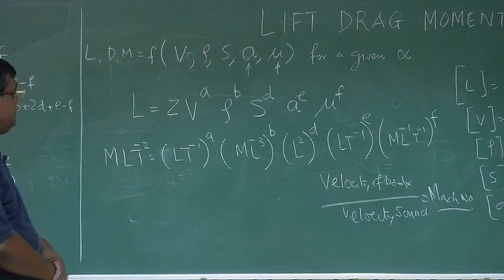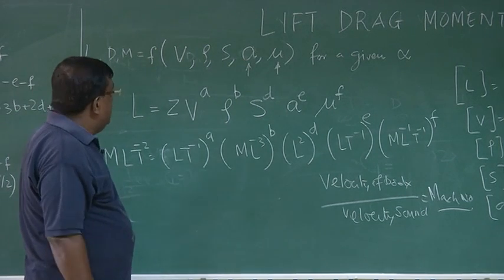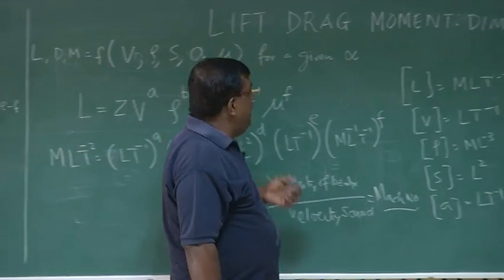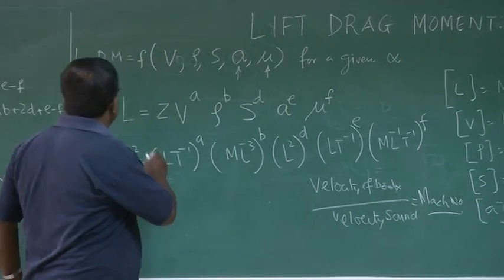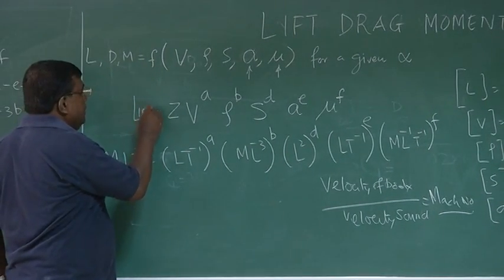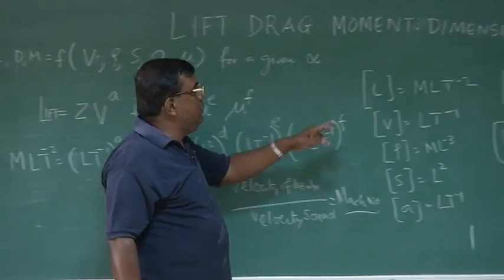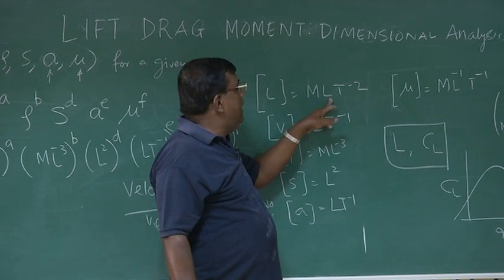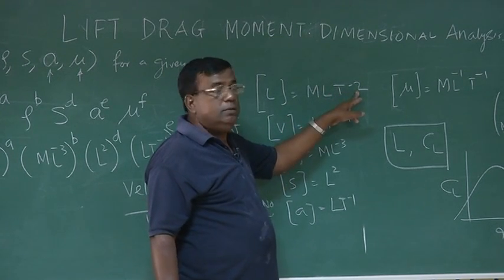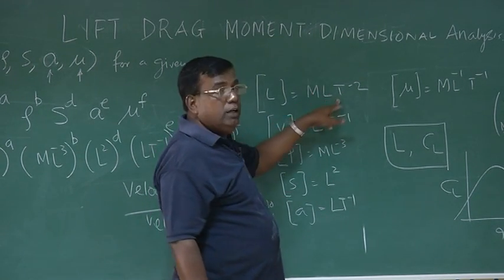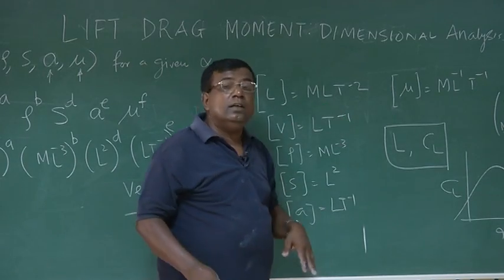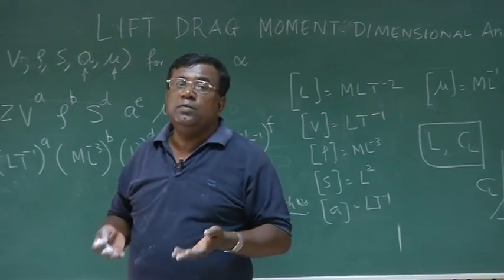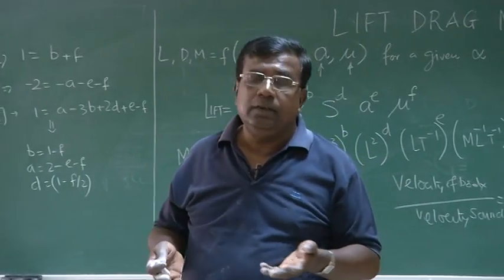Right? Now let us see what is the dimension of L. L is the lift here. What is the dimension of lift? That is force, so mass into acceleration. So M L T to the minus 2. It is mass into acceleration. Acceleration is v by t, v is L T to the minus 1, divided by t. So M L T to the minus 2.